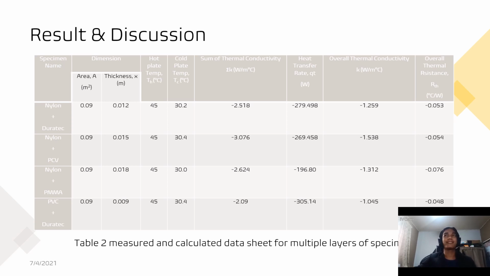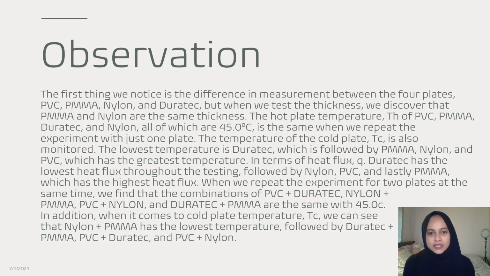Thank you. This is the observation of our experiment. The first thing that we notice is the difference in measurement between four plates: PVC, PMMA, nylon, and Duratec. When we tested the thickness, we discovered that PMMA and nylon are the same thickness. The hot plate temperature, which is TH, of PVC, PMMA, Duratec, and nylon, all of which are 45.0 degrees Celsius, is the same when we repeat the experiment with just one plate.